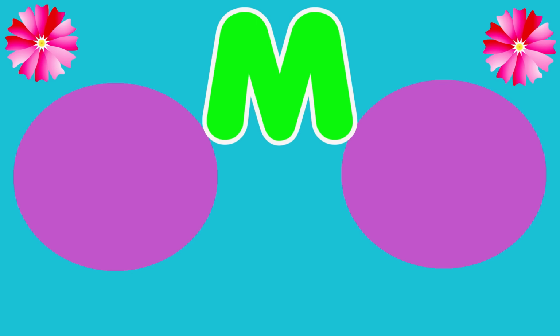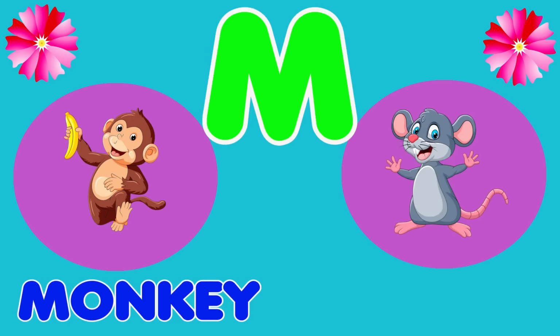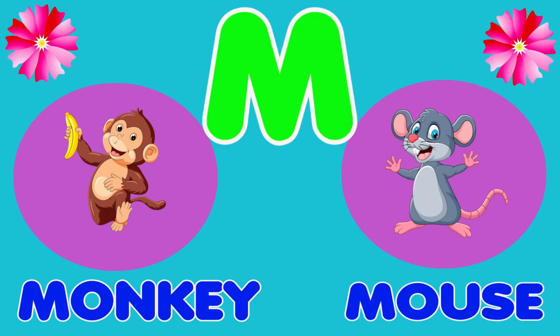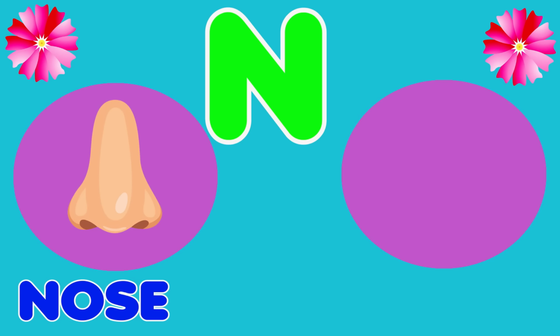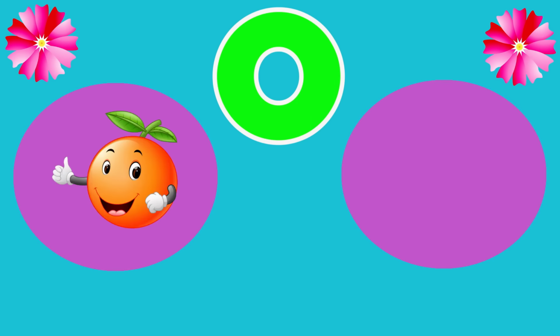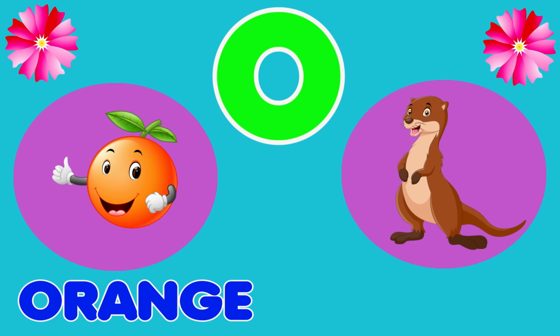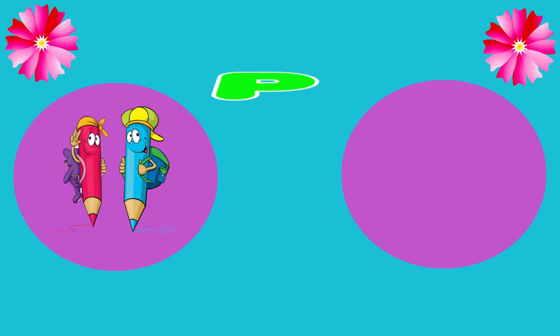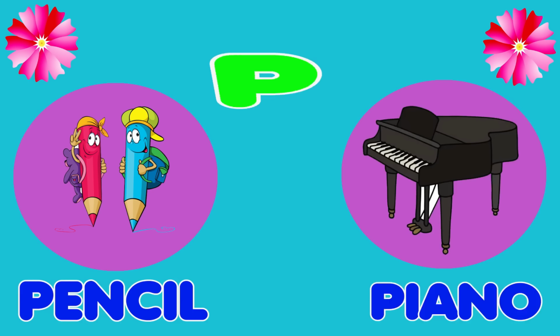M is for monkey. M is for mouse. N is for nose. N is for nest. O is for orange. O is for otter. P is for pencil. P is for piano.